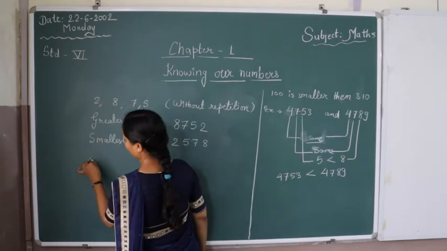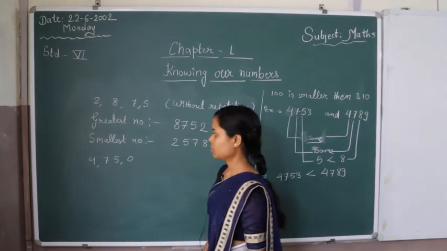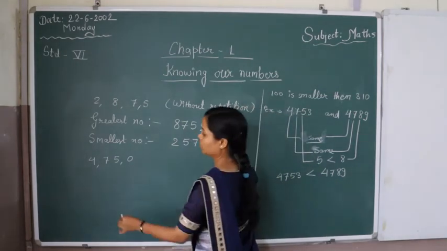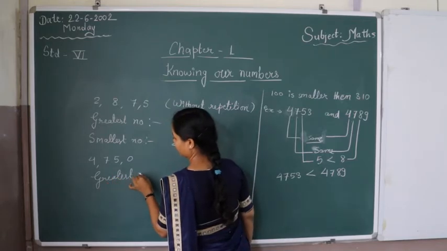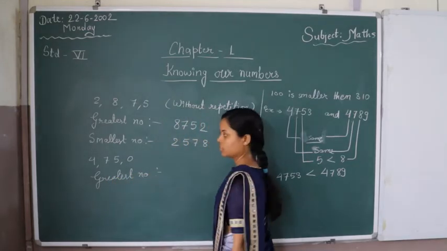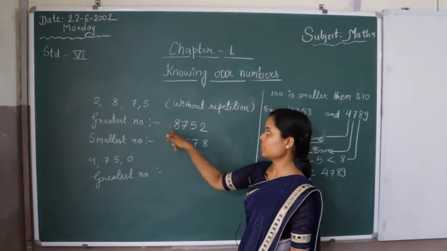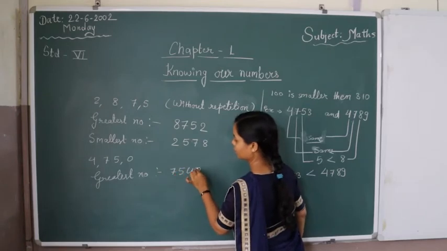If we take another example, in this situation when we have 0, what should we do? We find its greatest number similarly as before. The biggest digit is 7, then 5, then 4 and then 0.